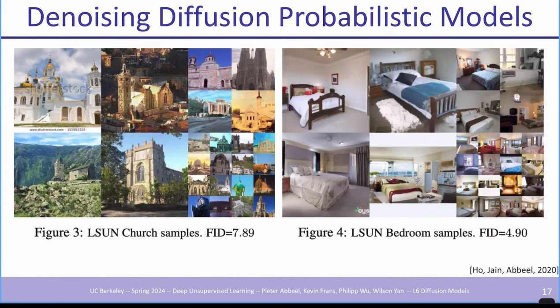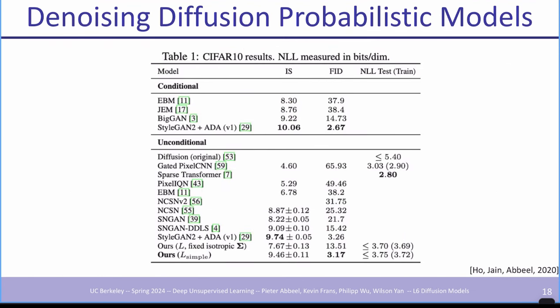Bedrooms, churches, all generated really well. Diversity, reflecting the diversity in the data. We look at the scores. Remember, inception score and FID. Inception score was how clearly do things belong to a class, because that's a good sign of having created a very clear image. Ours, this is the denoising diffusion probabilistic models.